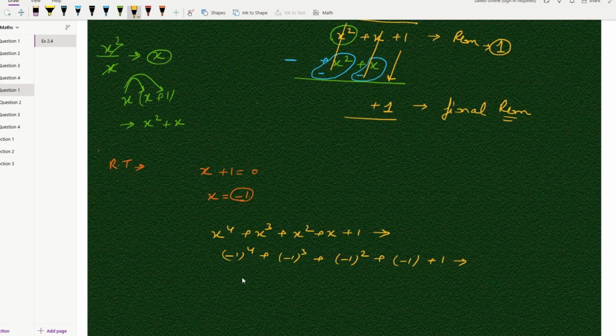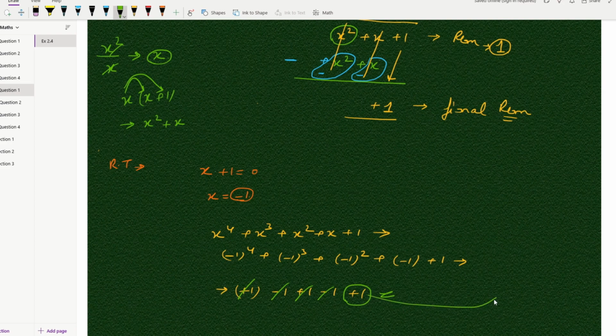So this -1 raised to power 4 is plus 1. This -1 raised to power 3 is -1. -1 raised to power 2 is plus 1. So this is plus 1, this is -1, this is plus 1. So इसमें देखते हैं, this plus will get cancelled out with minus, this plus with this minus, and the final answer will be plus 1.